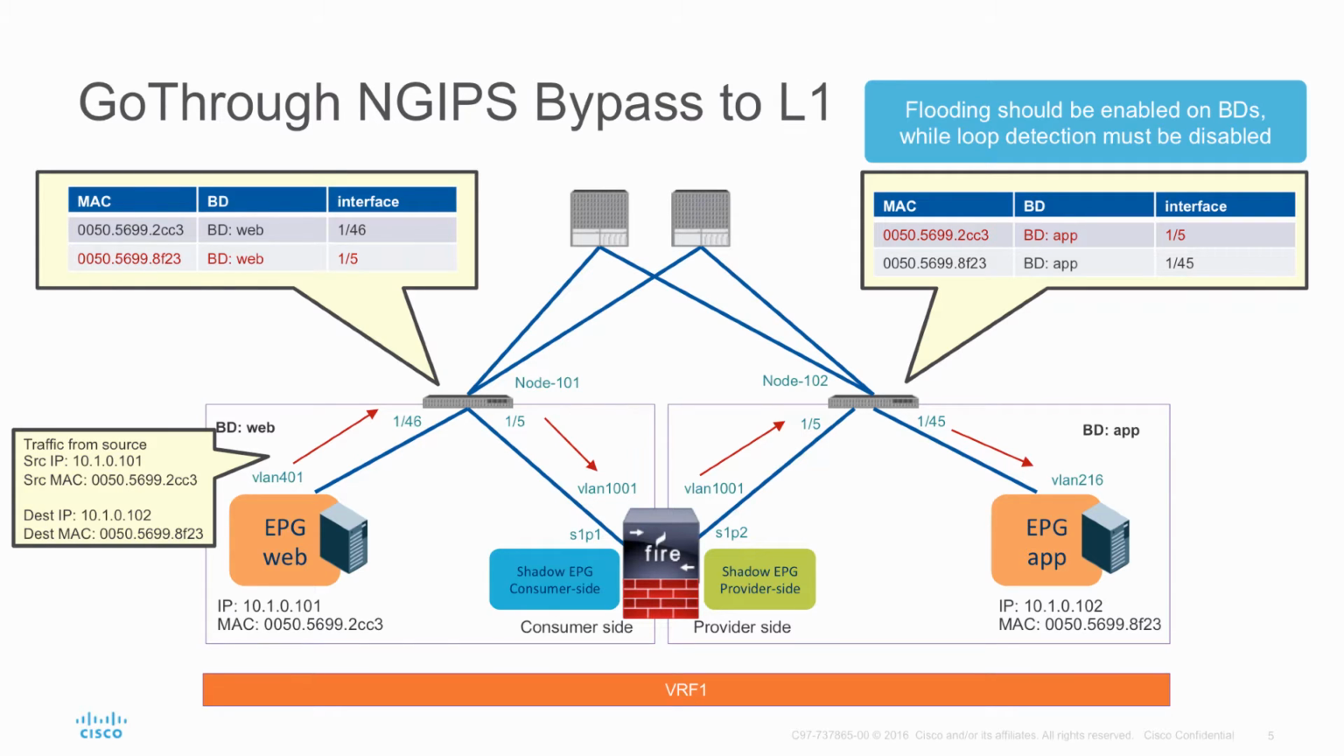In this case, to enable bypass, we have to configure a special feature, a per port significant VLAN feature, that allows us to use that same VLAN 1001 on the consumer and provider side. That VLAN not changing enables us to bypass the traffic without any changes. So that is our go-through service graph, which goes between the two BDs, in this case, the web and app BD. For the service graph to work properly, we have to enable flooding for that BD, and also, very important, to disable loop detection in this physical domain where the Firepower NGIPS resides.